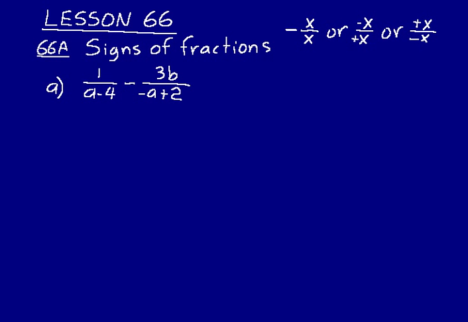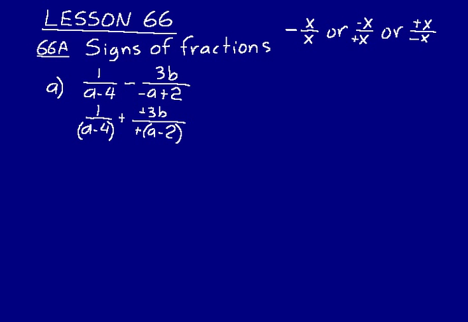On the right side you have a negative a plus 2, so let's go ahead and factor that negative a out of the bottom, and so we'll have 1 over a minus 4, and then let's say plus a negative 3b over negative times a minus 2. And now we see that we have negative over negative, so we could just make that positive. And so we have 1 over a minus 4 plus 3b over a minus 2.